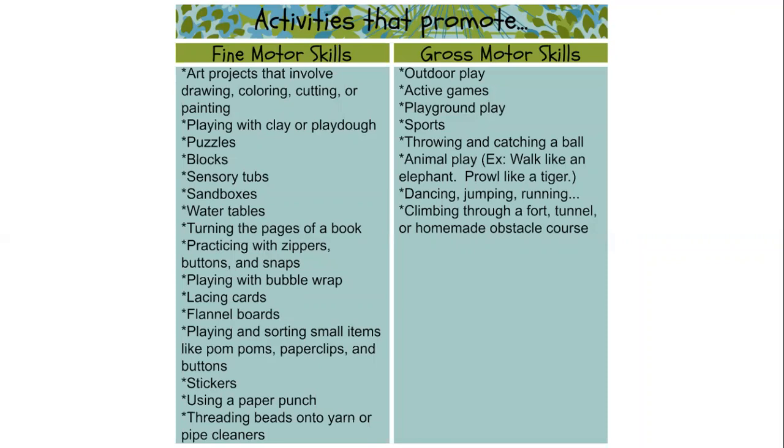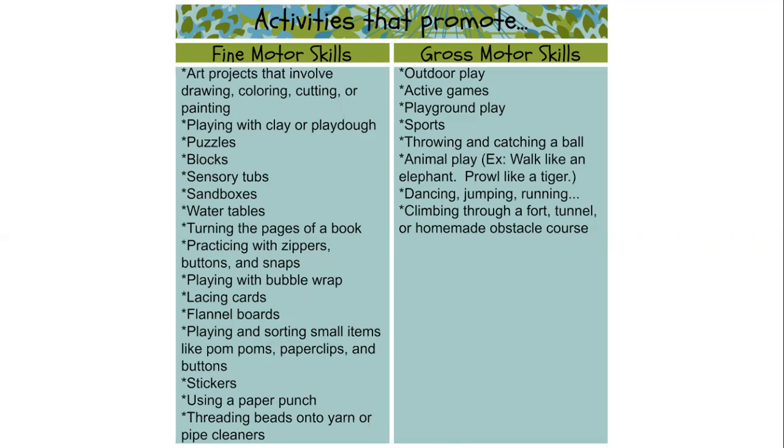Then gross motor skills, they have like just outdoor play, playground play, sports, throwing and catching, walking like different animals, dancing, running, climbing, like an obstacle course, those sorts of things. So you can see how those are different. Fine motor skills, really just focusing on those small muscles, gross motor skills, focusing on those large ones.